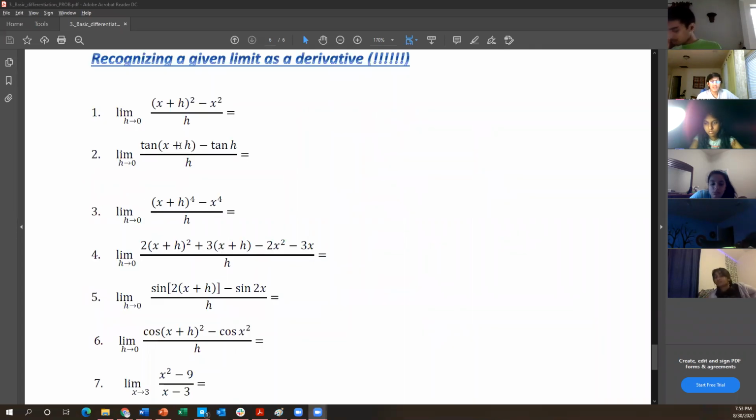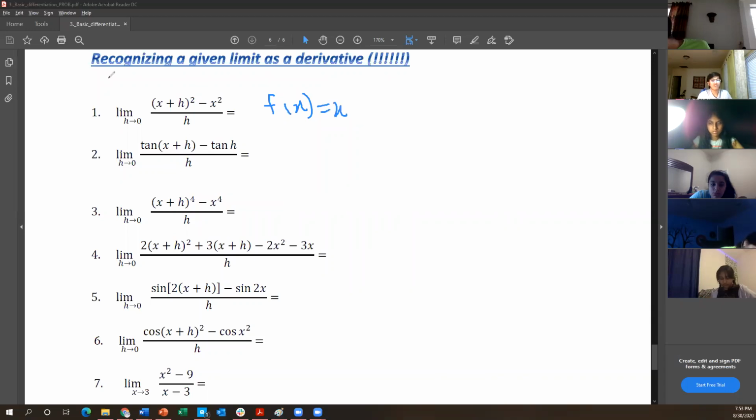So I think this is similar to what we did from the first packet. Let's do some of these real quick, because once you know how to do these, it's much easier. So what is this function really saying? What is f of x in this one? f of x is just x squared, right?